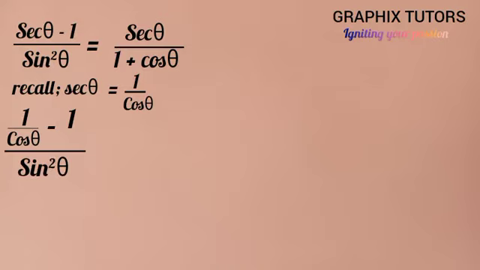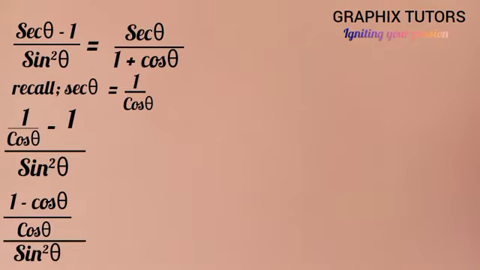sine square theta. Now, the 1 is not standing alone, it is like saying 1 over 1. So if you look for the LCM, it is cos theta. Cos theta into cos theta is 1, 1 times 1 will give you 1, and 1 into cos theta is cos theta, times 1 will give you cos theta. So we'll have (1 minus cos theta) all over cos theta, all divided by sine square theta.